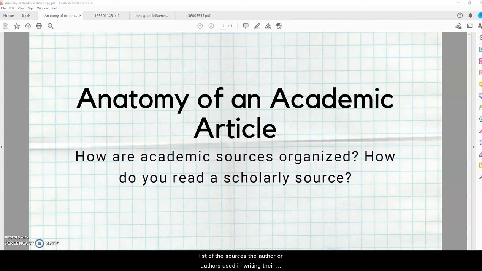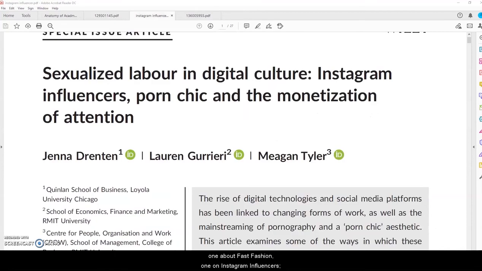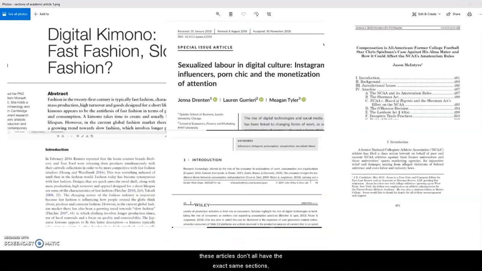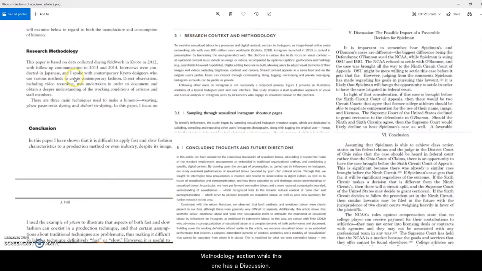As an example, let's take a look at 3 different articles. One about fast fashion. Another one about Instagram influencers. And this one about should college athletes be paid. As you can see, these articles don't all have the exact same sections, but they do share many that are alike. They all have an introduction. These two have a methodology section, while this one has a discussion section. And all 3 have conclusions.